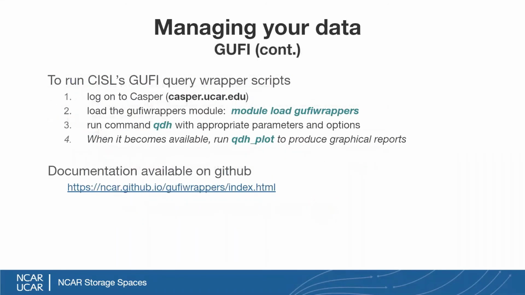And the reason for that QDH plot is because the contents of the text files that are generated aren't really human readable, but we'll get to that in a minute. So to run the wrapper script, you simply log on to Casper. You load the Goofy wrappers module, as you see here, and then run the command QDH with the appropriate parameters and options.